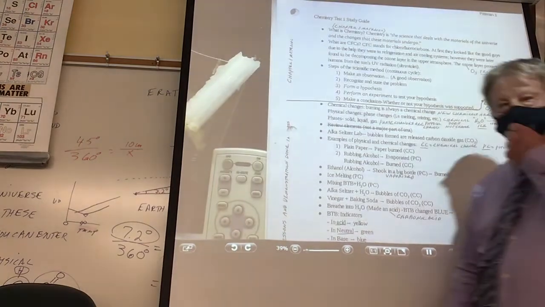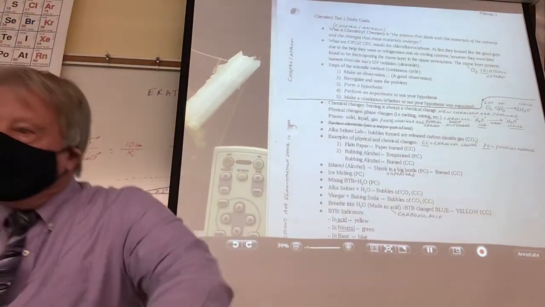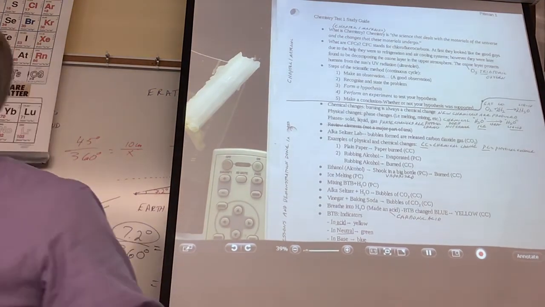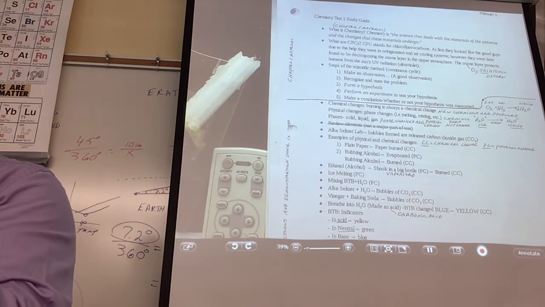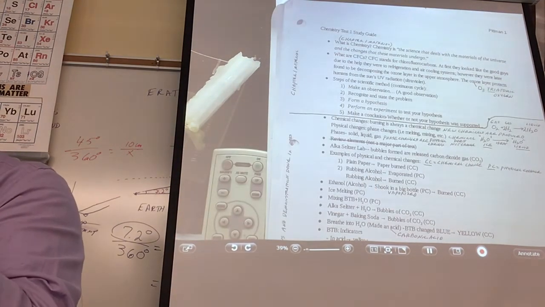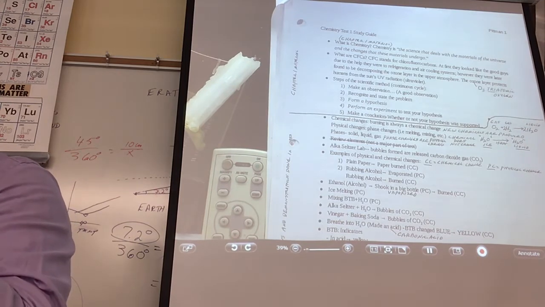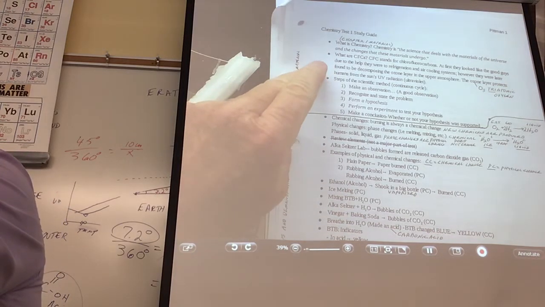So chapter 1, here we go, has to do with what is chemistry. And we kind of said, well, it's kind of the study of matter and the changes in matter. And then we even had a little discussion about what CFCs were. Remember chlorofluorocarbons and how they destroy the ozone layer? Anyway, that's some stuff that we talked about with chapter 1.